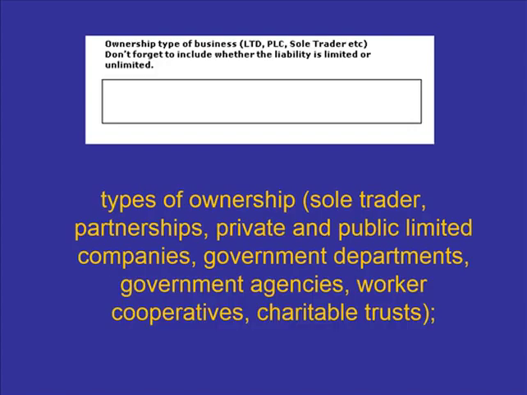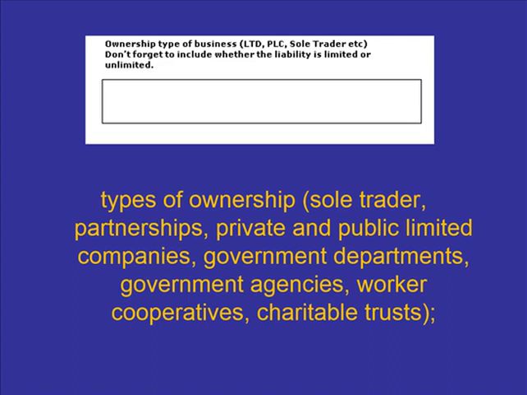The ownership type. This is where you need to put quite a bit of information in. There's a lot to talk about in here. The types of ownership that you can talk about are sole trader, partnerships, private and public limited companies, government departments, government agencies, worker cooperatives and charitable trusts. These all come from the unit content.